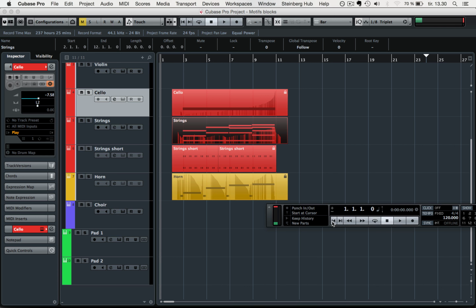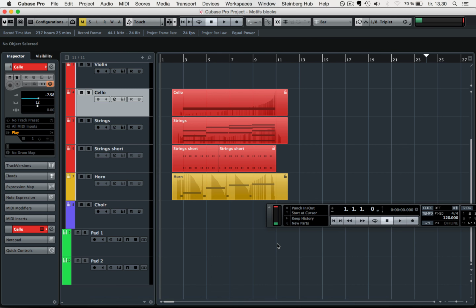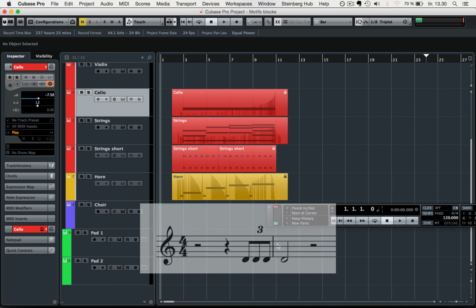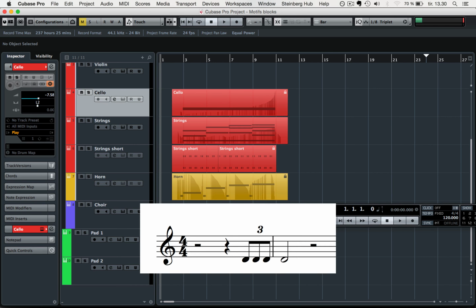Let's have a look at a few examples I made. First, let's look at a rhythmical one. This one is based on the following rhythmical motif. I have used the same rhythm over and over again, but just changed the actual notes that are playing. Let's have a little listen.